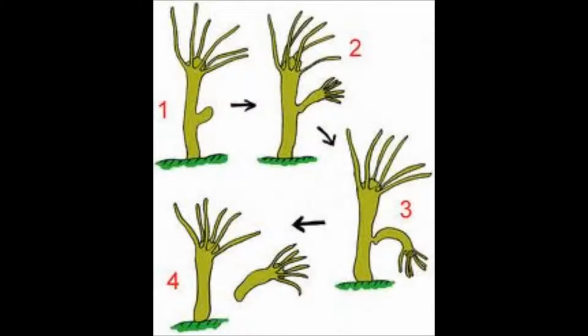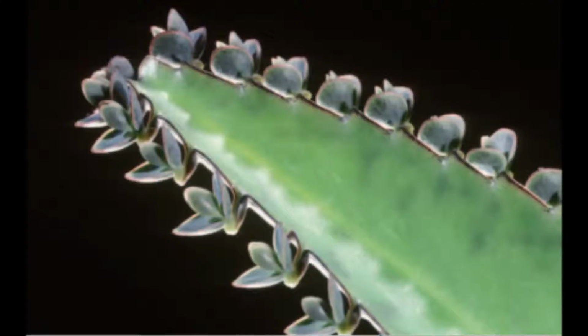Budding is one of the forms of asexual reproduction in plants. It is the development of a new individual plant as an outgrowth of the parent plant. The kalanchoe is an example of a plant that does this budding process.